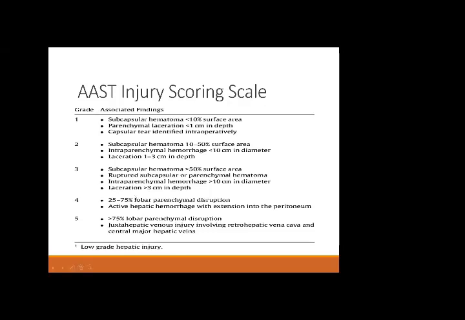Grade 4 is lobar parenchymal disruption involving 25% to 75% of the liver, and active hepatic hemorrhage with extension. And grade 5 is more than 75% parenchymal destruction, with injury to the hepatic veins, IVC, or the portal vein. This is called extrahepatic vein injury, involving the retrohepatic cava and central hepatic veins.